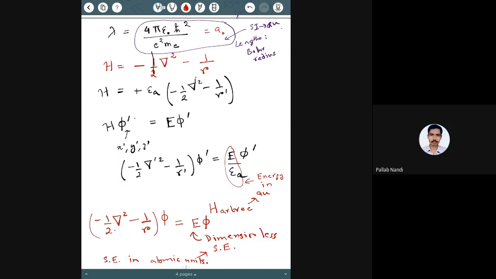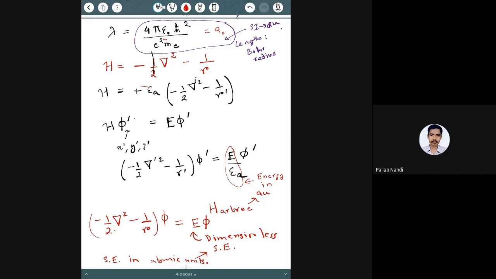What this helps with is that you avoid carrying along all these constants like epsilon 0, h cross, me. These are very small values, and numerically they are a problem because they're so small. It also helps in scaling the energy by a certain number that makes even the energies of the states more reasonable in terms of numerics. That is why in quantum chemistry, the Schrodinger equation is always written in this dimensionless or atomic unit form.